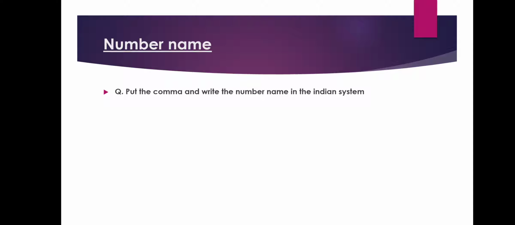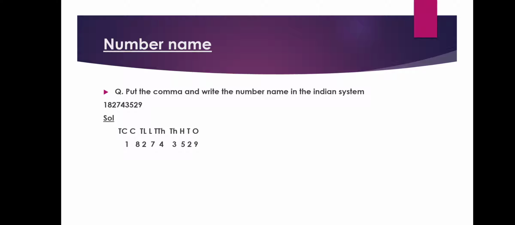Now let us write or understand the number name. So first we have to put the commas and write the number name in the Indian system. This is a number given to us. Now what we are going to do, first we will write the place values in the Indian place value system, then arrange the numbers accordingly. Okay, so at ones place we have 9, at tens place we have 2, at hundreds place we have 5, at thousands place we have 3, at 10,000 we have 4, then at lakh we have 7, and at 10 lakh we have 2, at crores place we have 8, and at 10 crore we have 1.